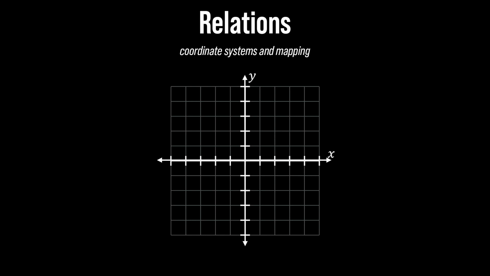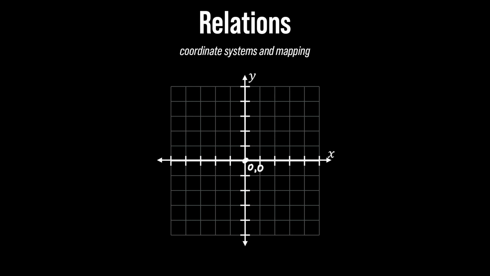Here we have a coordinate system where we have an x-axis and a y-axis, x being on the horizontal and y being on the vertical. The origin is located here at 0, 0. Traversing along the x-axis changes the first value, while traversing across the y-axis changes the second value.